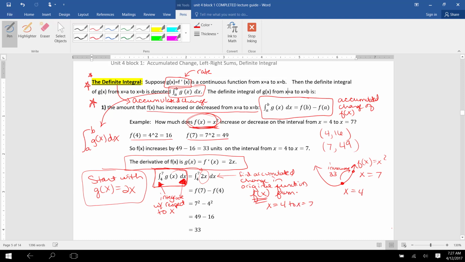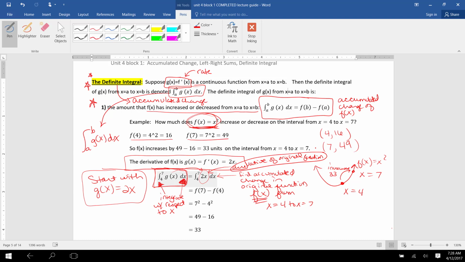Now, when you're looking at the integral of 2x dx, you don't know the original function it came from. What you know is that 2x is the derivative of the original function. And you're asking yourself, well, if 2x is the derivative of the original function, what was the original function and how much did it go up or down from x equals 4 to x equals 7?